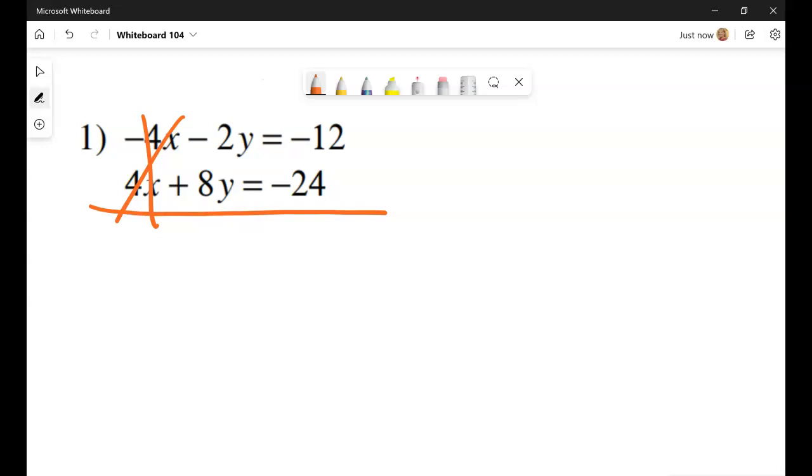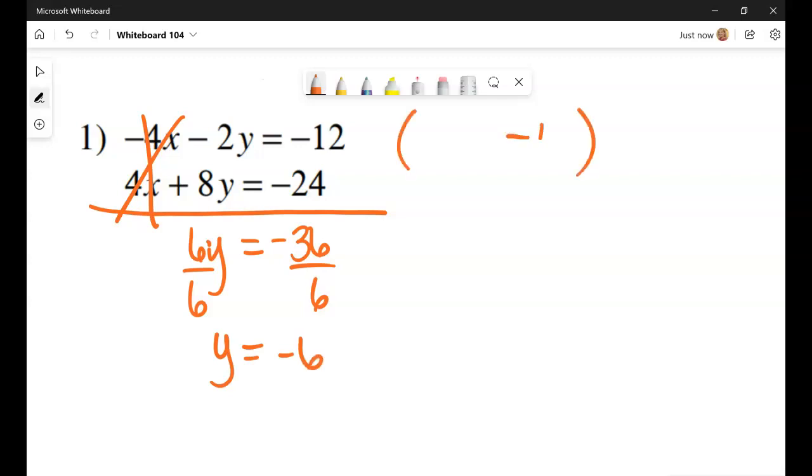What do we get when we collect our y's here? 6y. And what do we get here? Be careful. Both of these are negative. Negative 12 and negative 24 make negative 36. Then to find the value of y, what do we need to do? Divide by 6. So y is negative 6. So this is what I know so far.